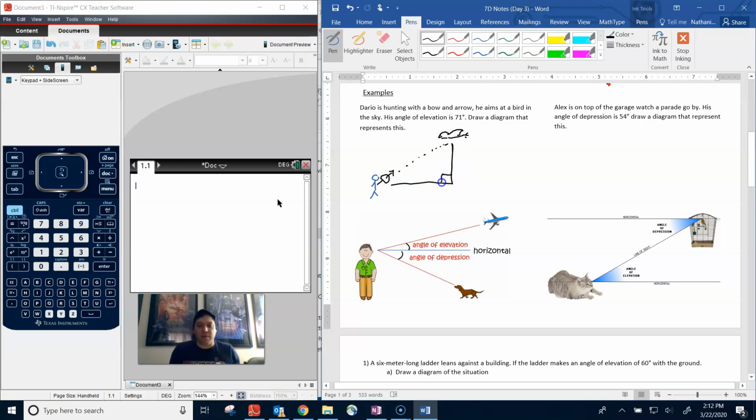Anyways, we have an angle of elevation right here, which is 71 degrees. There you go. That's our photo.